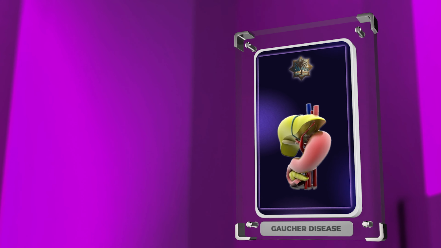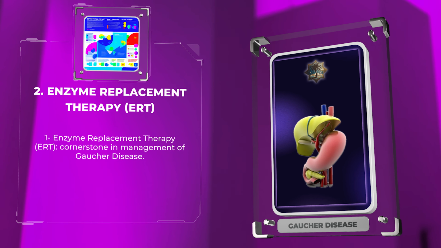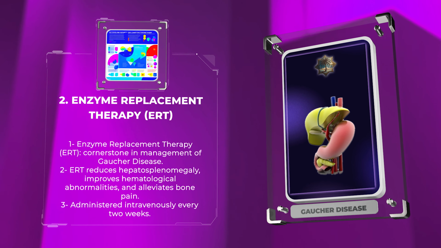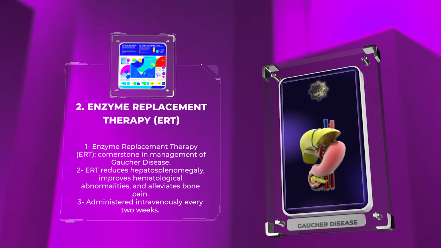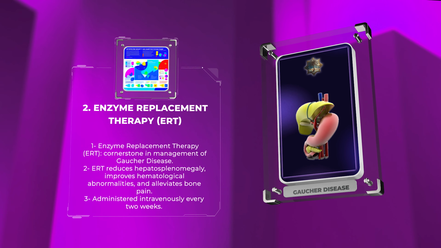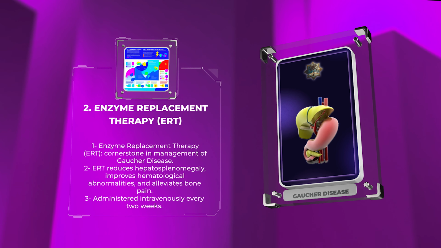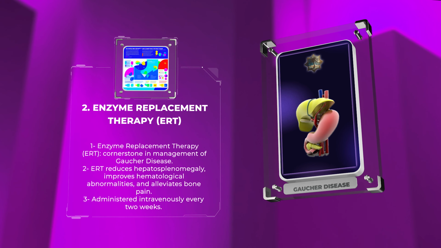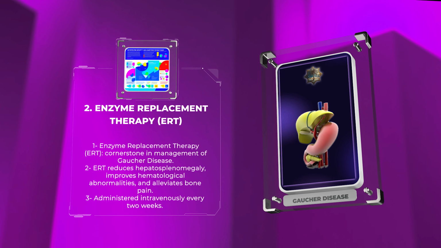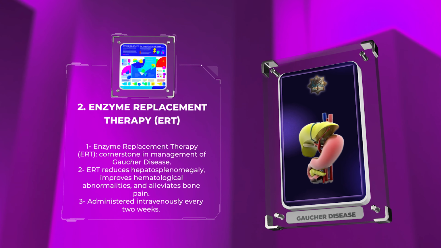Enzyme replacement therapy, ERT, is a cornerstone in the management of Gaucher disease. It involves the administration of recombinant human glucocerebrosidase to replace the deficient enzyme. ERT has proven efficacy in reducing hepatosplenomegaly, improving hematological abnormalities, and alleviating bone pain. The recombinant enzyme is administered intravenously every 2 weeks and requires lifelong treatment.